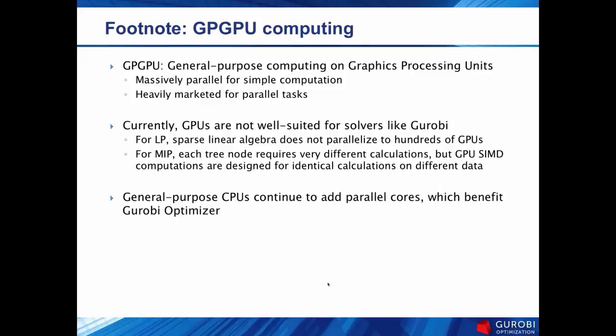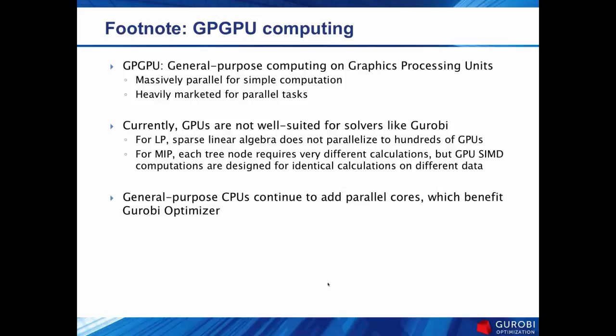These special processors are massively parallel, but they're designed for simple computation. And there's a lot of marketing from the various hardware vendors that tell you that this is a way to get your parallel computation faster, including not just graphics processing, but general kinds of processing. And because of all the marketing that's around this, people ask us, do these GPUs give you faster computation for things like linear and integer programming? Unfortunately, however, GPUs are not well suited for solvers like Gurobi, and that's for the following reasons.